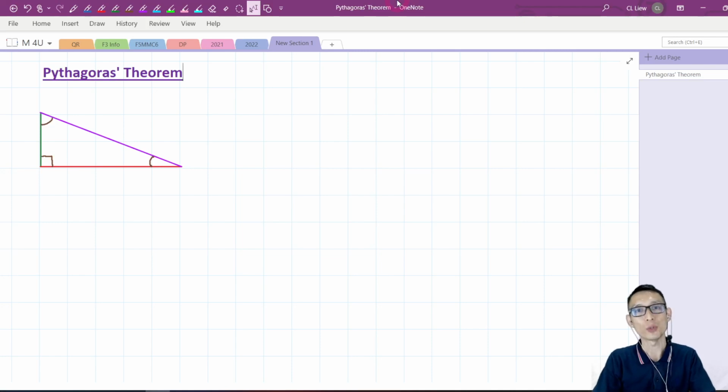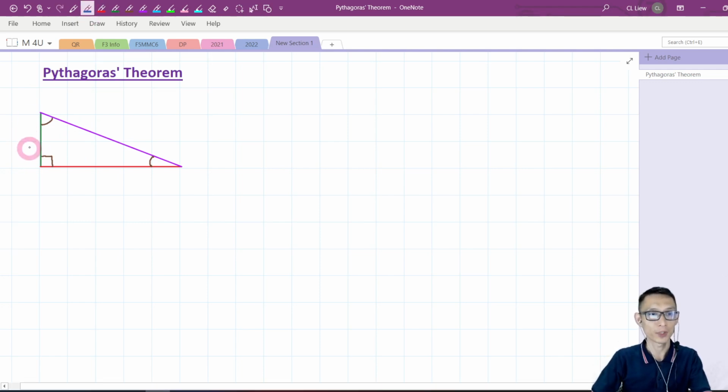Hi everybody, in this video let's learn how we prove Pythagoras theorem. According to Pythagoras theorem, if we have a right angle triangle, the sum of the squares of the two shorter sides of the right angle triangle will be equal to the square of the longer side, which is the hypotenuse. So let's look at this diagram.